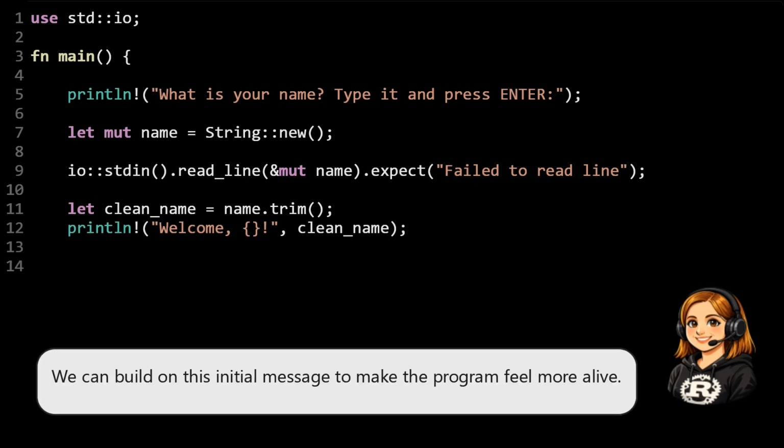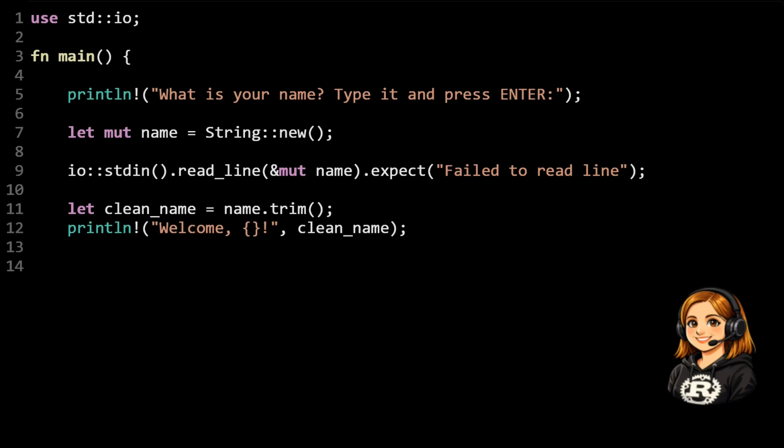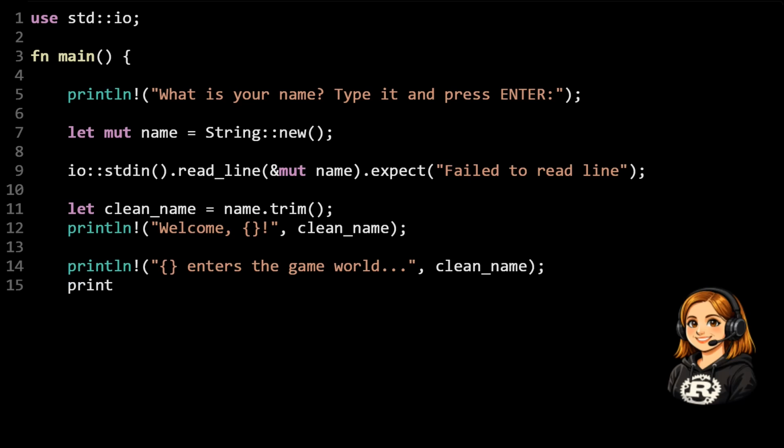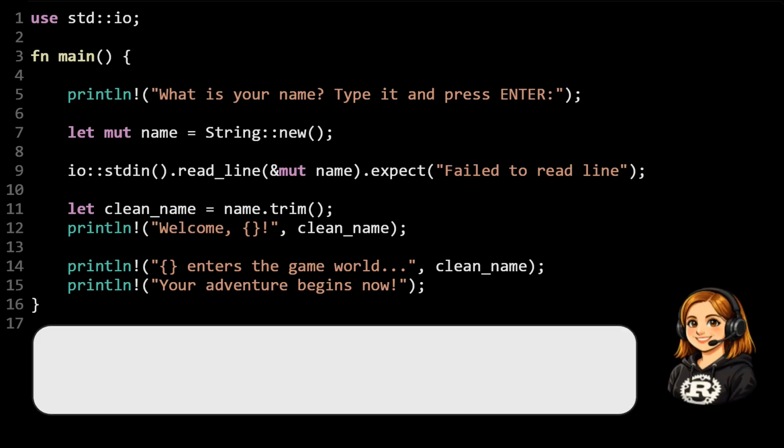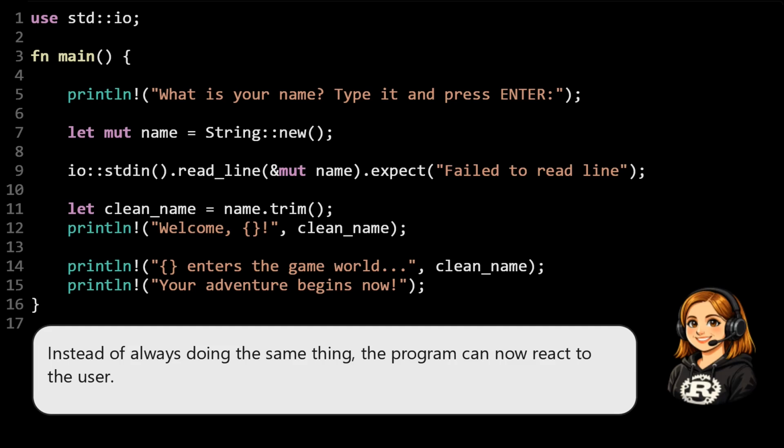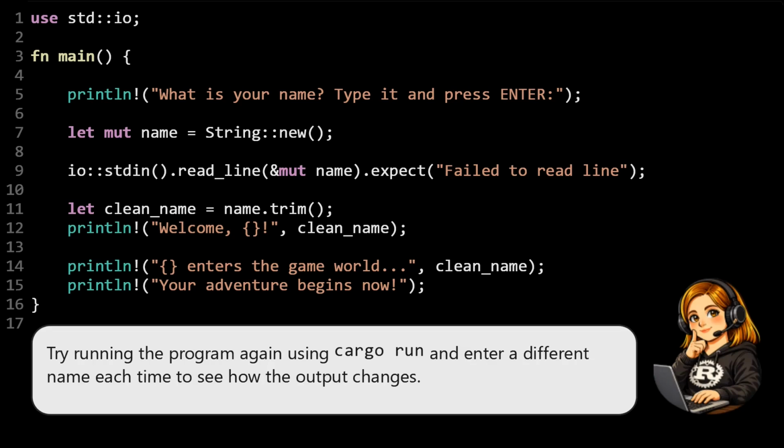We can build on this initial message to make the program feel more alive. Reading input allows our programs to become interactive. Instead of always doing the same thing, the program can now react to the user. Try running the program again using cargo run and enter a different name each time to see how the output changes.